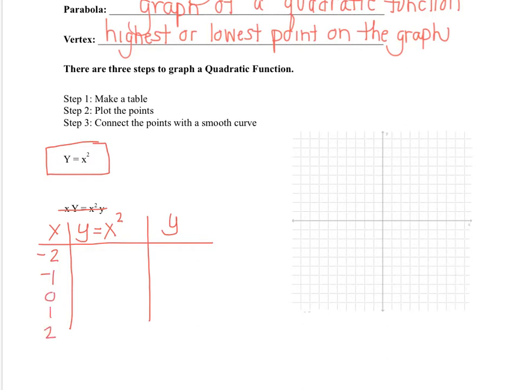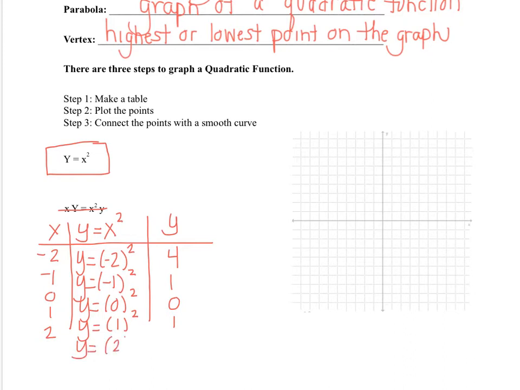So we go y equals -2 squared. Now that's an exponent, so make sure you square -2. Negative 2 squared means negative 2 times negative 2, so that would be 4. Then y equals negative 1 squared. Negative 1 times negative 1 is 1. y equals 0 squared. 0 times 0 is 0. y equals 1 squared. 1 times 1 is 1. And y equals 2 squared. 2 times 2 is 4.